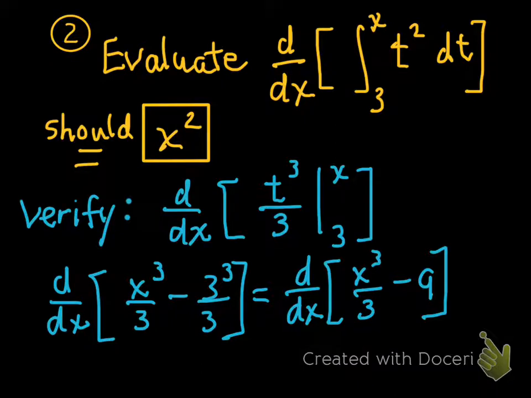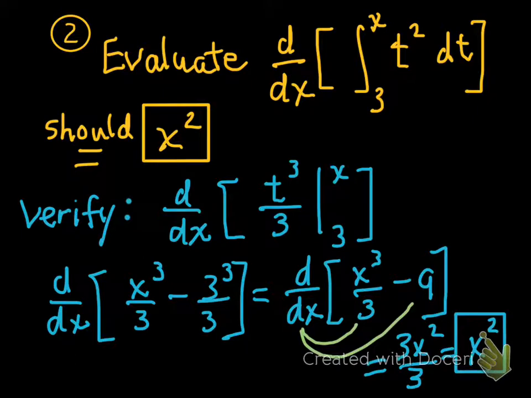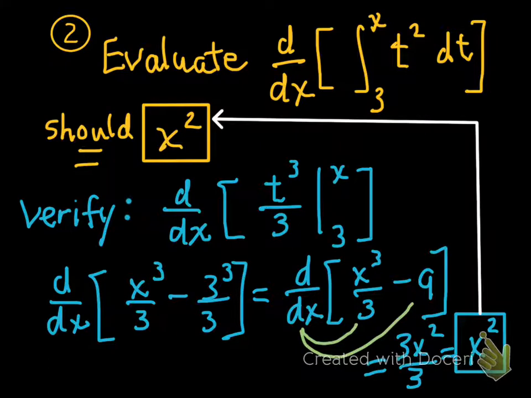Well, we're pretty strong at differentiation. Let's differentiate using the power rule, x cubed over 3, and get 3x squared over 3. When I differentiate the constant 9, I just get 0. 3x squared over 3 is just equal to x squared. We thought we were going to get x squared. Indeed, we did get x squared.